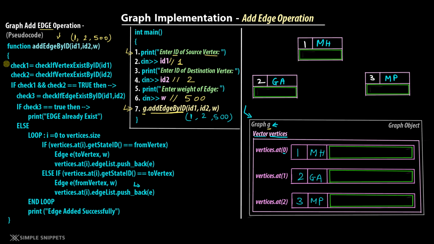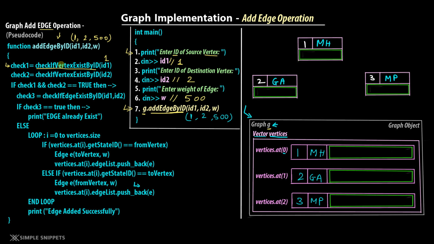Alright. Okay. So first step, we say check1 is equal to check if vertex exists by ID and we pass ID1. ID1 is nothing but 1. Now what is this check if vertex exists by ID? Again, a huge name, I know, but I name the functions in a way that they are understandable by the name itself. And if you just read it one word at a time, it is check if vertex exists by ID. What would this function do? It would check if a vertex exists by its ID, and you simply have to pass the ID.